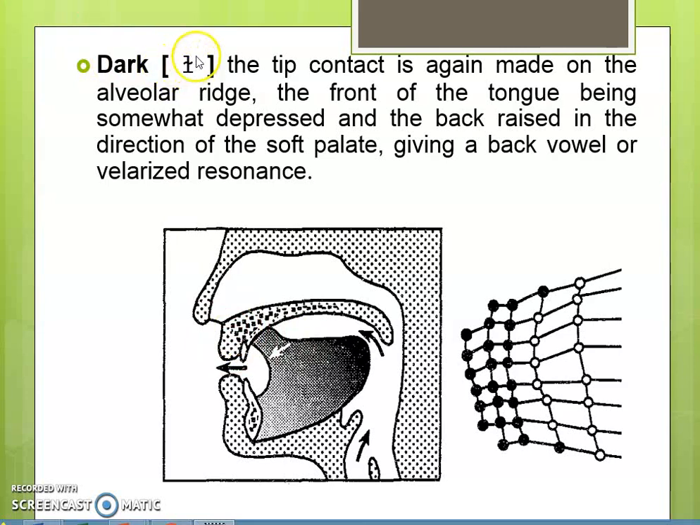Look at the diacritic we use. It's the lateral and we cross it. And of course we use brackets because it's an allophone.